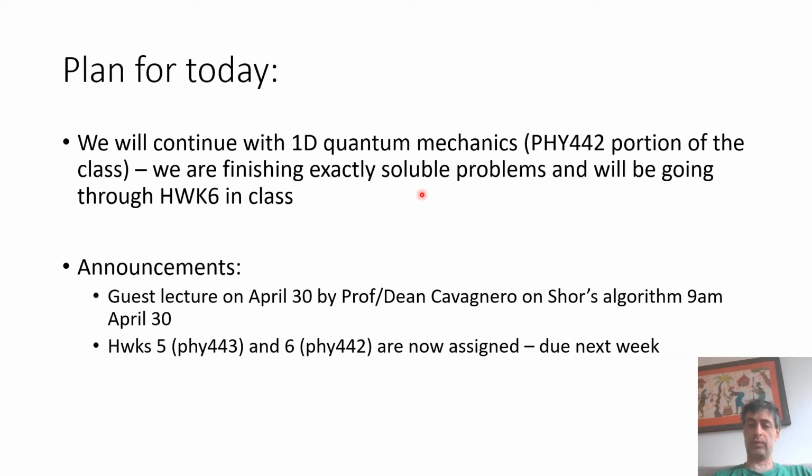But more importantly, there will be 2 sets of homeworks. So homework 5, which was assigned much earlier, is for Physics 443. It's optional for the ones who are signed up for Physics 442. Homework 6, which was assigned on Monday, and I guess we haven't fully decided when it's due, sometime this week, I mean, since it's been over a week, is for Physics 442 students.